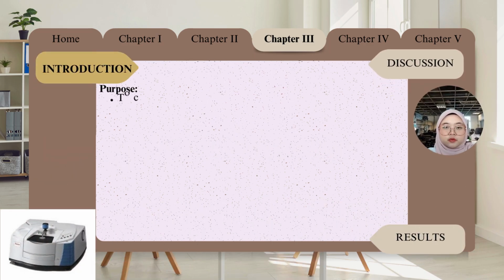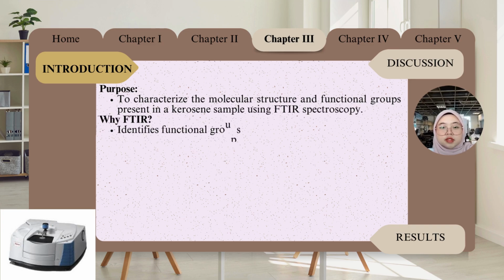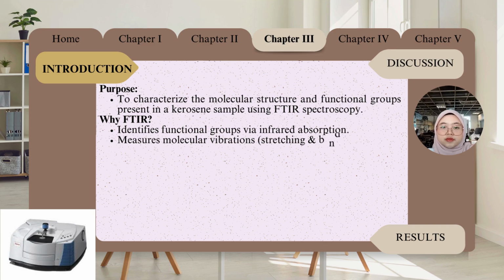For this study, we used FTIR spectroscopy to characterize the kerosene sample by identifying its molecular structure and functional groups. FTIR works by measuring how molecules absorb infrared light, revealing their unique vibration pattern. It's a fast, non-destructive technique and highly effective for detecting both organic and inorganic compounds.